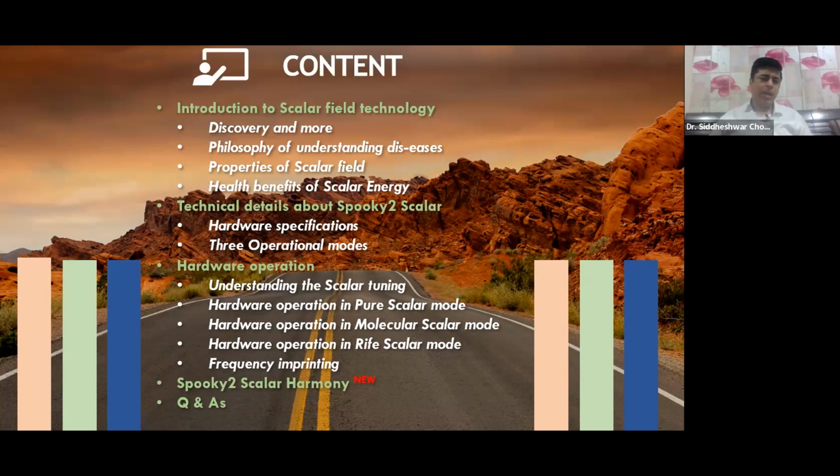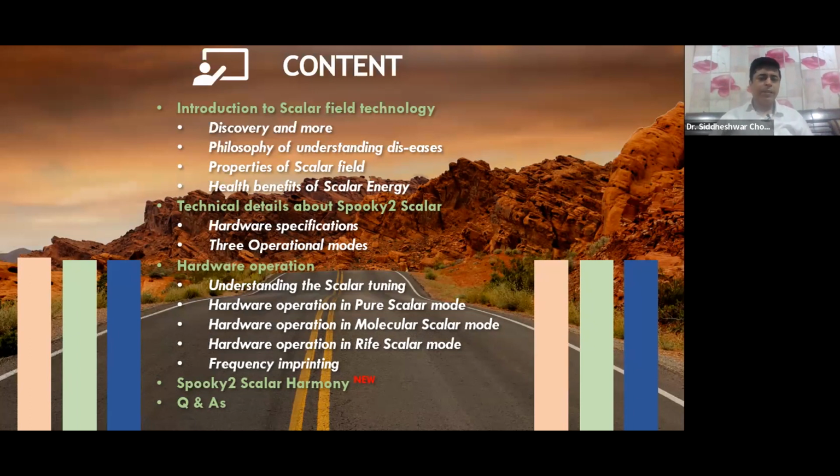Then we'll continue with the hardware operation. That is the most important part, wherein we'll understand what is meant by scalar field tuning, hardware operation in pure scalar mode, molecular scalar mode, and lastly the Rife scalar mode, followed by what is frequency imprinting and how we do that.